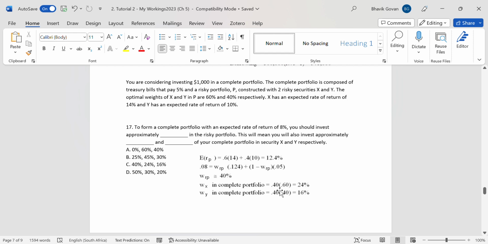So WX in the complete portfolio, it'll be 0.4 times 60%, which is 24%, and WY in the complete portfolio is 0.4 times 0.4, which is 16%. So it looks like our answer is C.